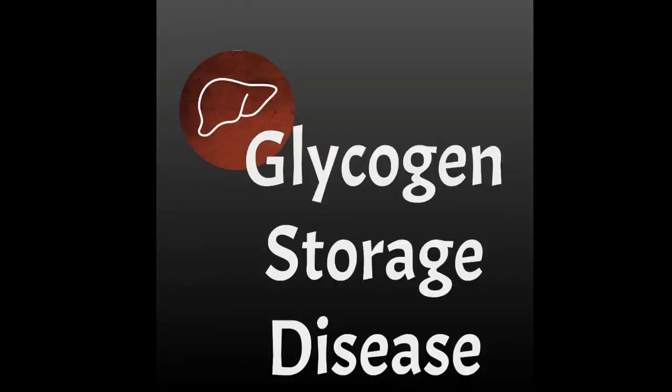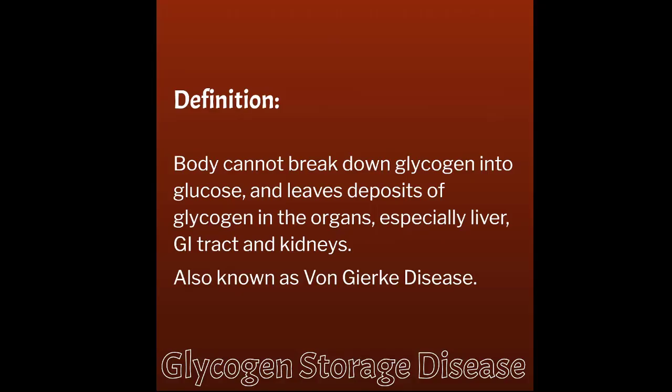Moving on, we have glycogen storage disease. Glycogen storage disease is seen in people who are unable to either break down glycogen into glucose or are unable to create glycogen. And so what ends up happening is, especially in the people who can't break down glycogen, these glycogen deposits are left all over the body, especially in the liver, but we also see them in the GI tract or even in the kidneys.